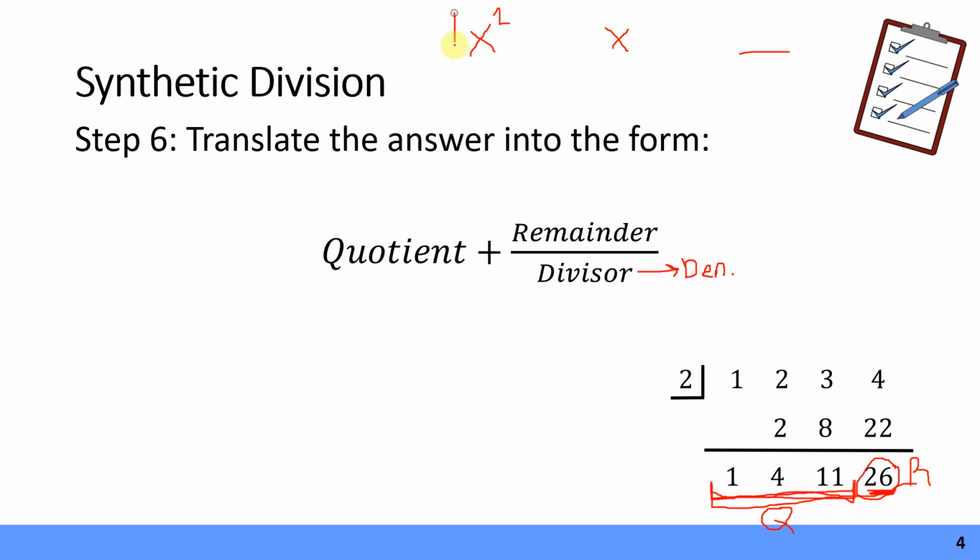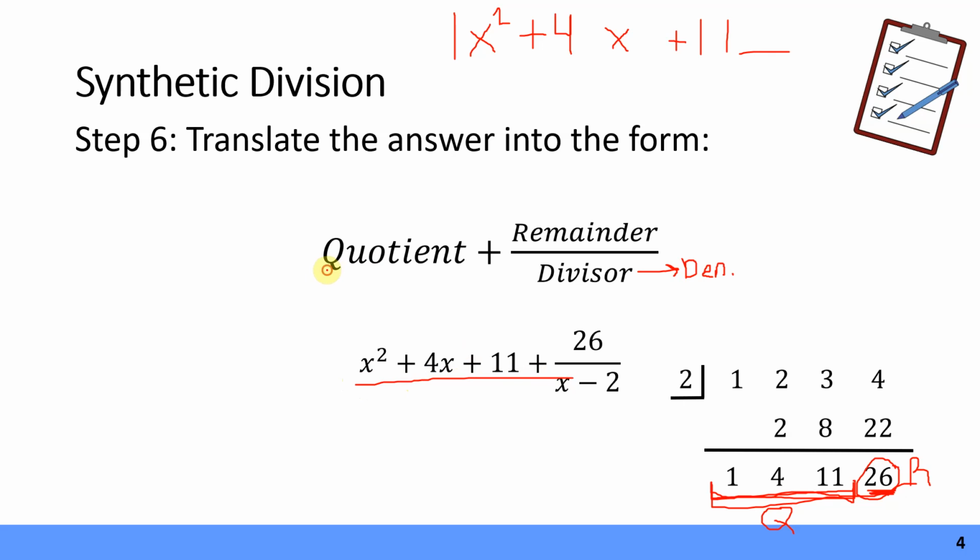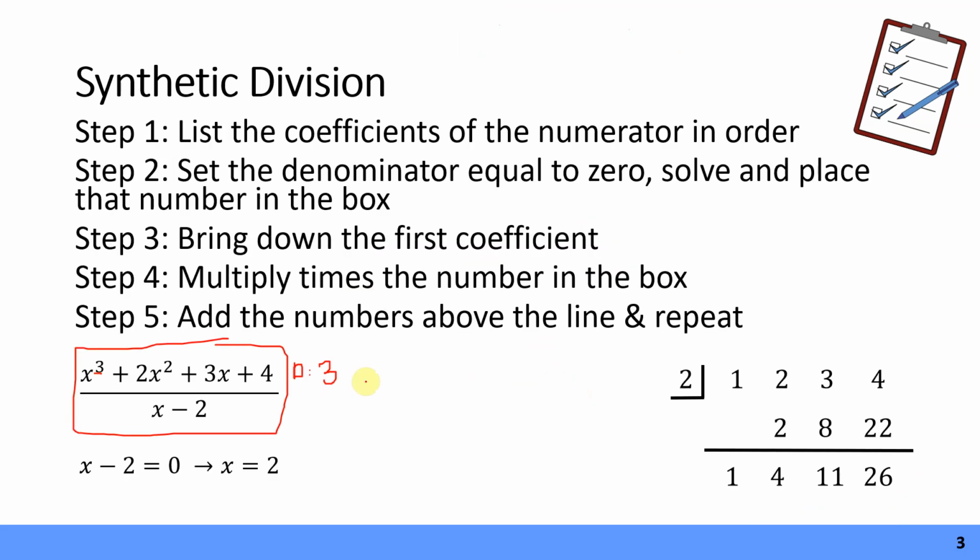So I'm going to have a 1, a positive 4, and a positive 11. Okay, so look at this. This is my answer, x squared plus 4x plus 11. That's my quotient. And now next to the answer, I also have to include a fraction where we're going to have our remainder, which in this case was 26, 26 divided by the divisor. The x minus 2 is the divisor from the original problem.